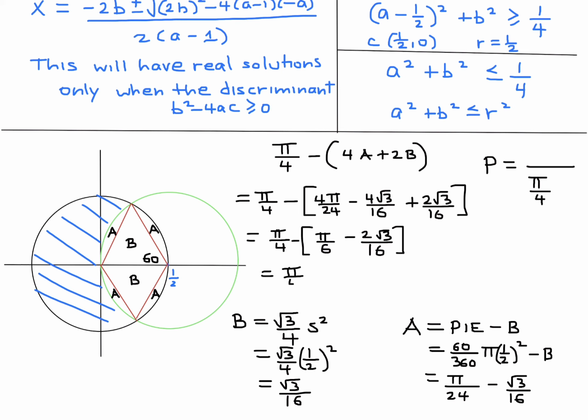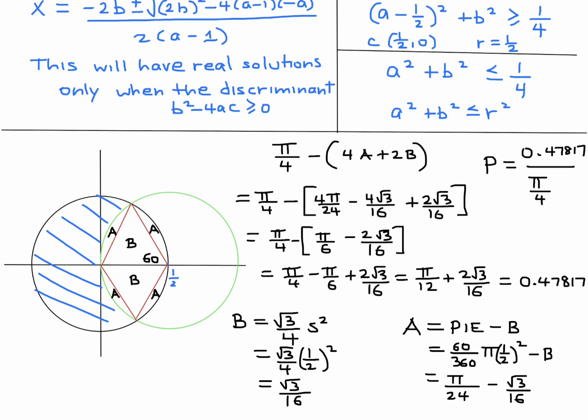So pi over 4 minus pi over 6 plus 2 root 3 over 16. And pi over 4 minus pi over 6, I believe, is pi over 12, and then plus 2 root 3 over 16. And when you crunch out those numbers, we're going to need some decimals in here. That's going to be, let's see here, 0.478 approximately. Let's just go a couple more. Okay, yeah. So that's what goes in the numerator here, 0.47817.